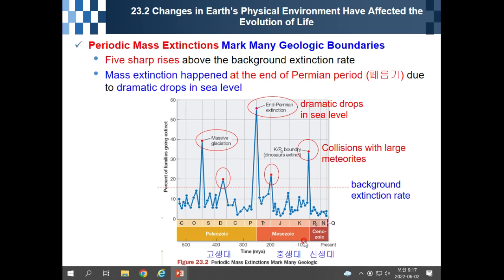Finally, near the end of the Mesozoic Cretaceous period, there was a collision with a large meteorite. A collision with a meteorite happened, and massive mass extinction occurred like this. We will see some details in a later slide. The important thing is that the largest mass extinction happens at the end of the Permian period, due to dramatic drops in sea level.